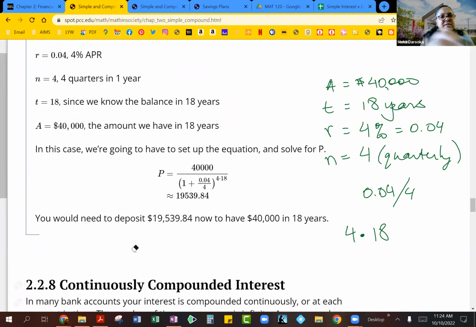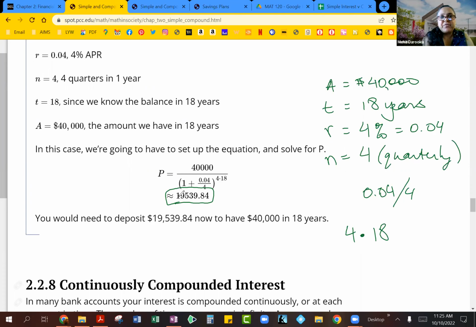So in this case, you take your $40,000 and you're dividing it by, remember that whole parentheses part. So 1 plus R divided by N. So R divided by N would be the 1 plus, again, 0.04 divided by 4, and then you raise the whole thing to 4 times 18, and it will still give you the same dollar amount, $19,539.84.